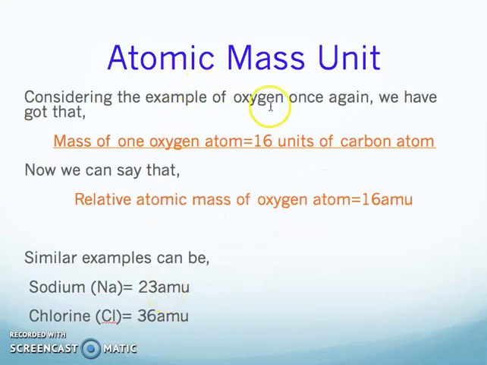Considering the example of oxygen once again, the mass of one oxygen atom is equal to 16 units of carbon atom. Now we can say that the relative atomic mass of oxygen is equal to 16 AMU, because 1 unit of carbon atom is equal to 1 AMU, so 16 units of carbon atom is equal to 16 AMU. Similarly, we have other examples like sodium, which is 23 AMU, and chlorine, which is 36 or sometimes 35.5 AMU. So that was the end of atomic mass and its unit.